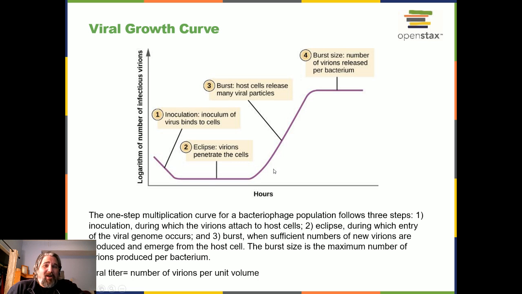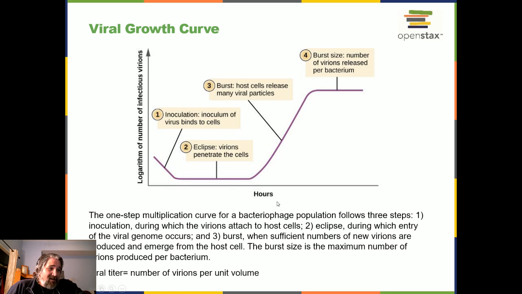Anyway, in chapter 9, you'll see bacterial growth curves that kind of look like this a little bit. It's the same trend. So we're looking at a logarithmic scale of the number of infectious virions. After you inoculate your bacterial culture, we'll say we're looking at bacterial culture here. It doesn't say that. It can be anything, your animal cells, plant cells, whatever. So the number of virions available in solution goes down initially because they're attaching. Here's the eclipse phase where the virions penetrate the cells.